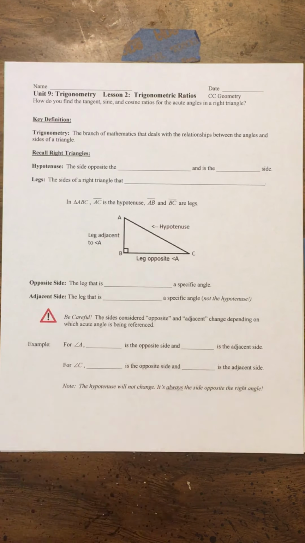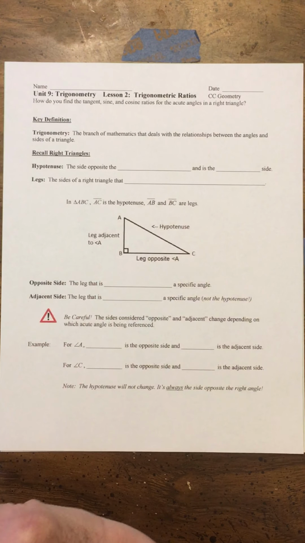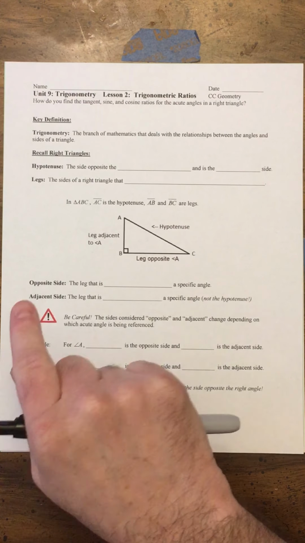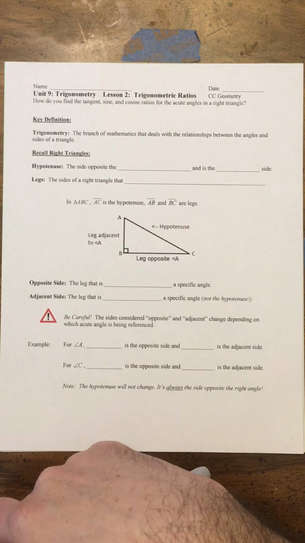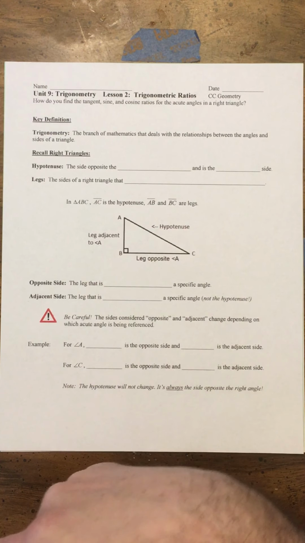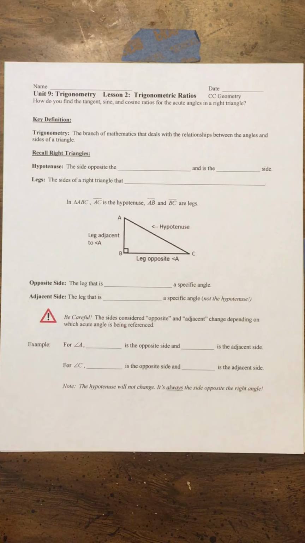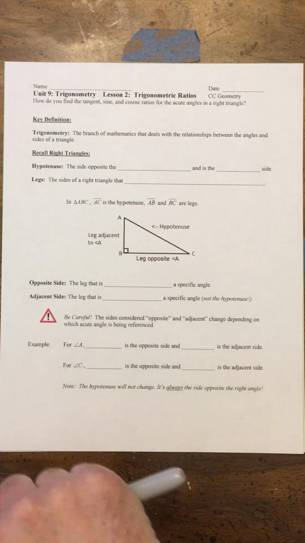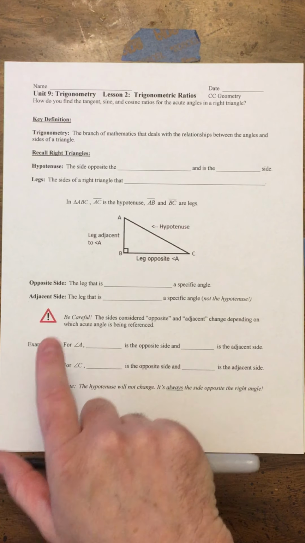Okay, so definition. Trigonometry is the branch of mathematics that deals with the relationship between the angles and the sides of a triangle. In the past, when we used the Pythagorean theorem, we were only dealing with the sides exclusively. Now we're going to see the relationship between the angle measures and the sides, and that's really what trigonometry is all about.